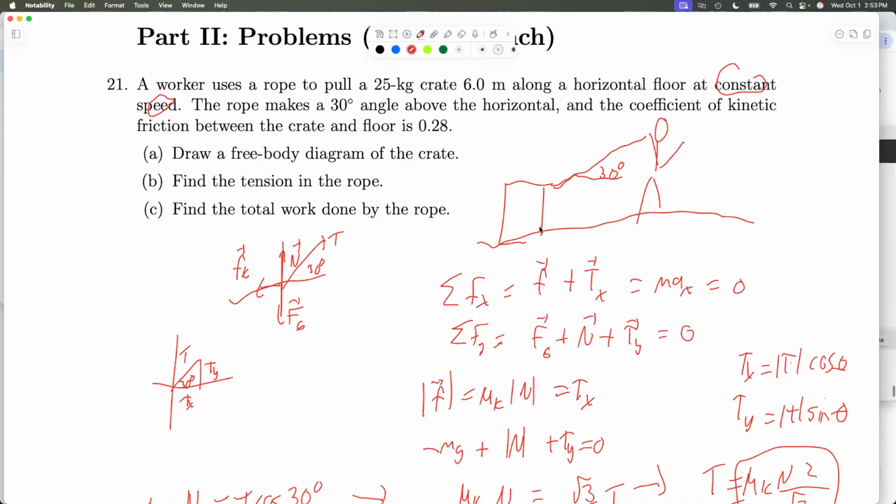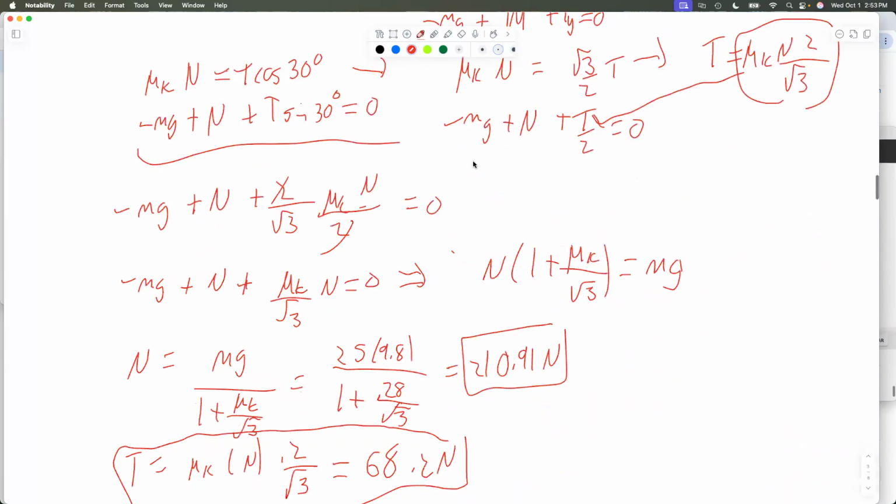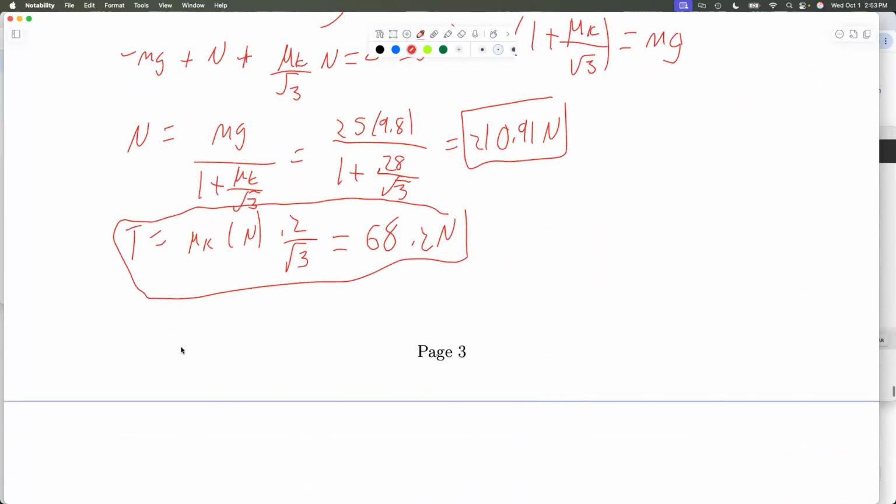So we're moving this way, right here. Tension's pulling up that way. We're not pulling in the same exact direction as displacement. My displacement was 6 meters, by the way. So work is going to be the magnitude of the tension times the distance traveled, absolute value of displacement, times cosine of the angle between them. So 68.2 times displacement, that was 6, times cosine of 30 degrees.